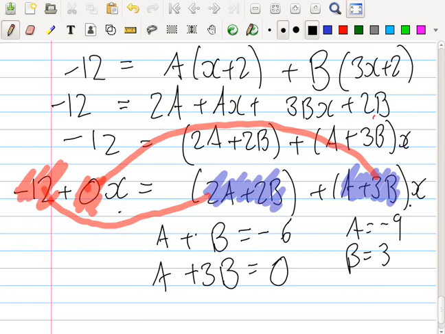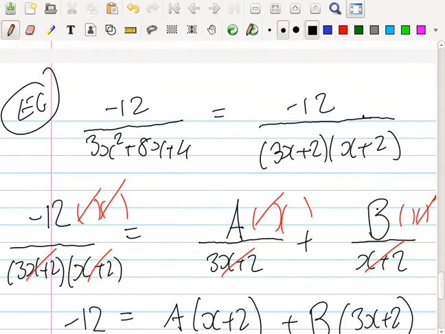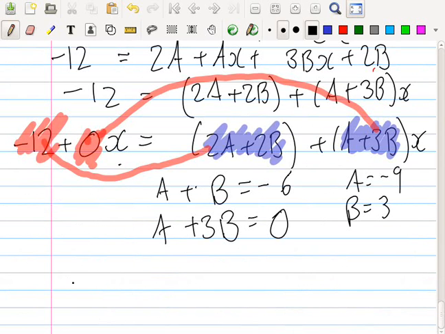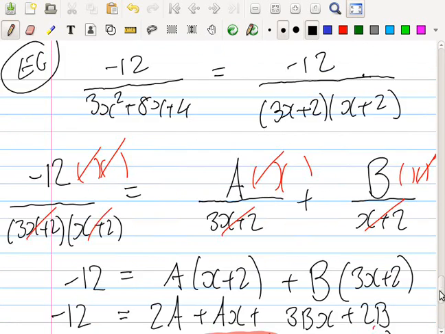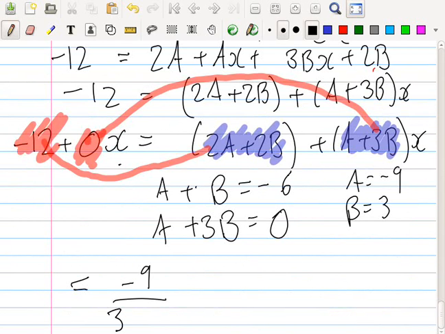Okay. That's just finished now. That's the A and the B found for this. So I can go back to the top, and I have the A and the B now. I'll have to write it out again. It equals minus 9 over, what was the first one here? 3x plus 2. Plus 3 over x plus 2.